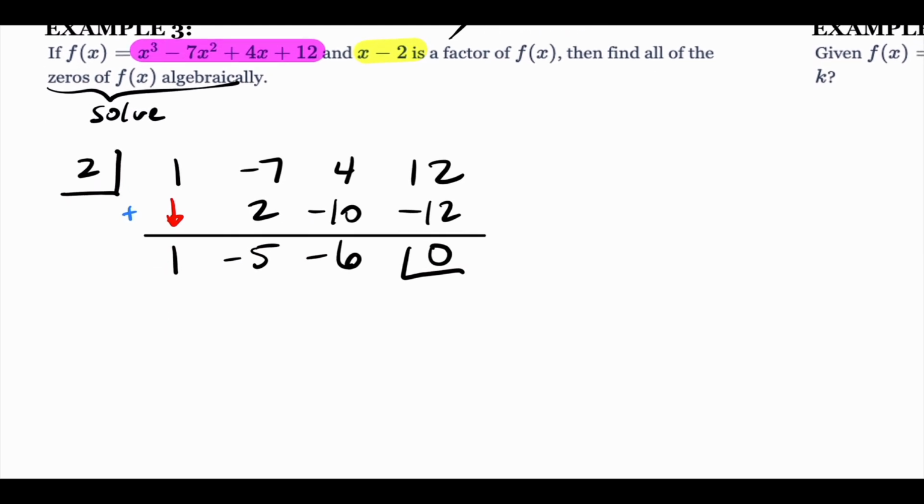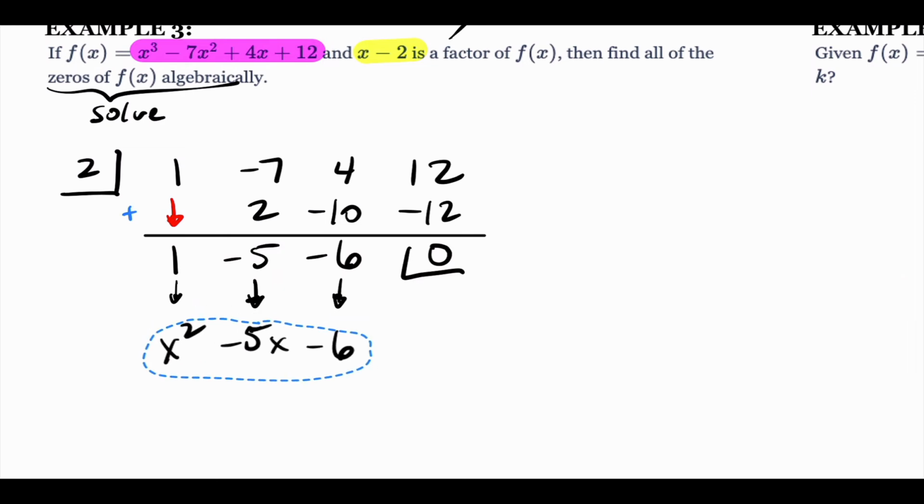Okay. So no remainder. Let's give it back its x's and x squareds and all that. So I don't have to worry about the remainder. Negative 6 stays negative 6 because it takes the place of 12 up here. Negative 5 gets an x. Plus 1 gets an x squared. Okay. So I'm left with this guy here.